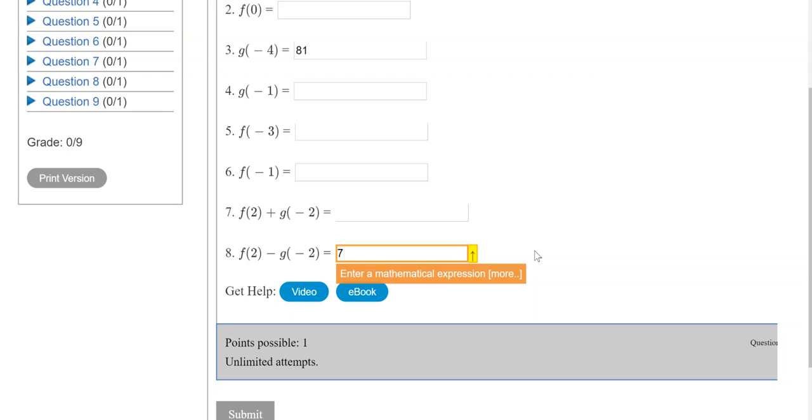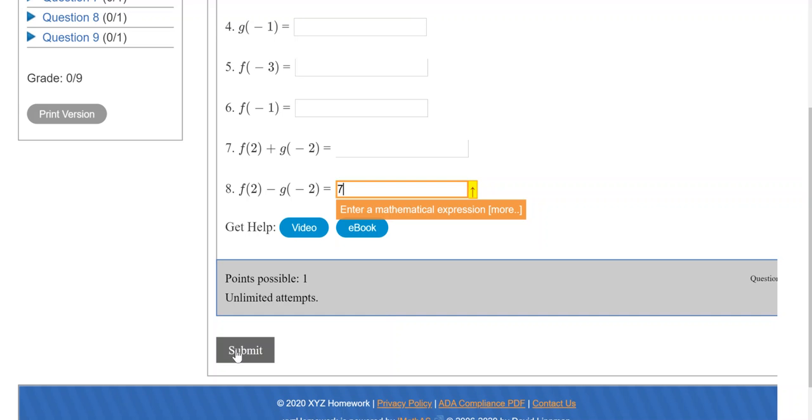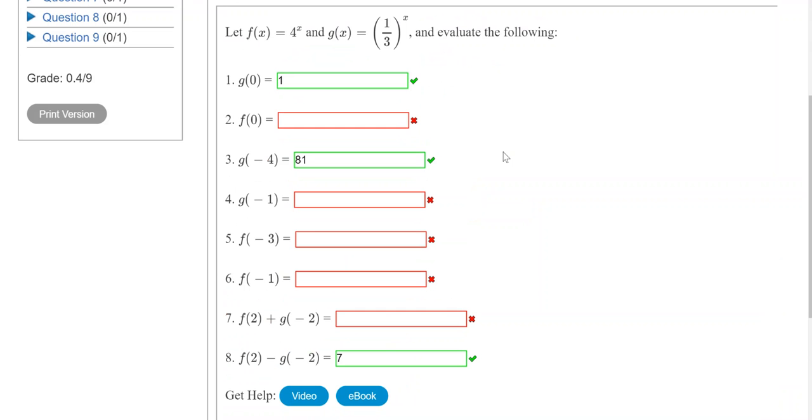All right, so I'm going to go ahead and submit. Obviously, I'm not going to get the greatest grade because I'm leaving a lot blank, but I just want to practice this with you. Yes, I'm leaving some stuff blank. And you can see that the problems we did great on.